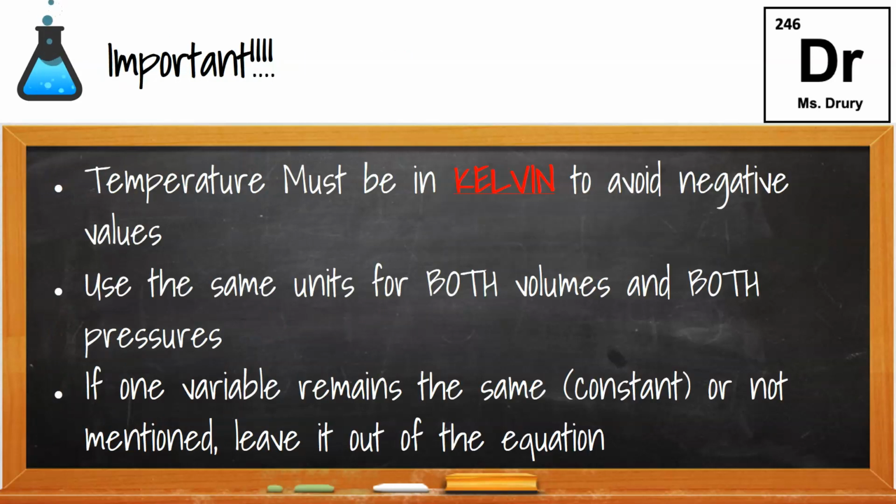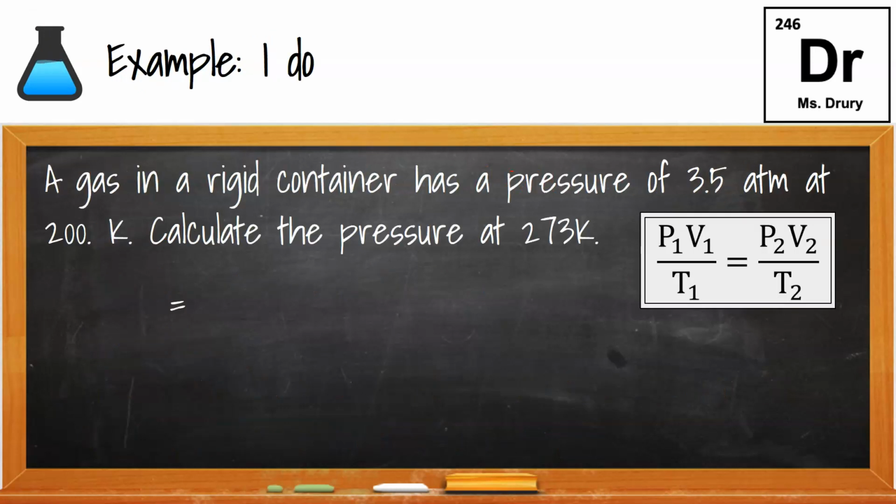Some important rules: temperatures need to be in Kelvin, because you want to avoid zeros and negative values. You have to have the same units for both volumes and pressures on each side. So if the volume says milliliters on the left, it needs to say milliliters on the right. If it says a pressure in kilopascals on the left, it needs to say kilopascals on the right. If one variable remains the same or is not mentioned, leave it out of the equation, completely cross it out.